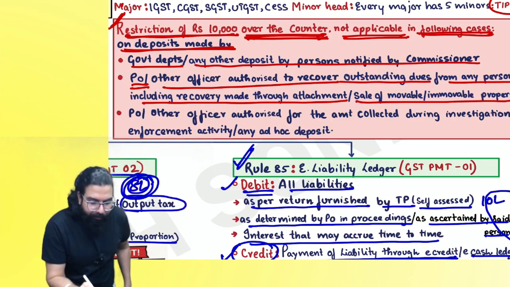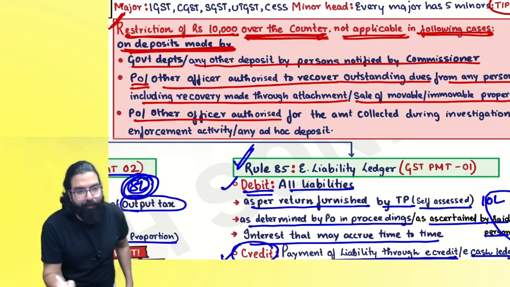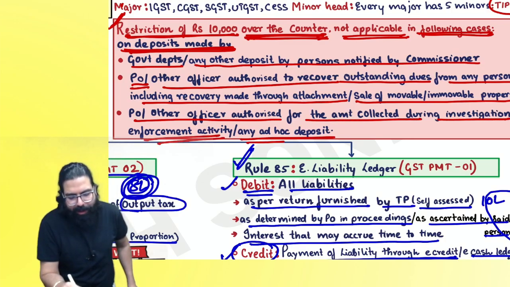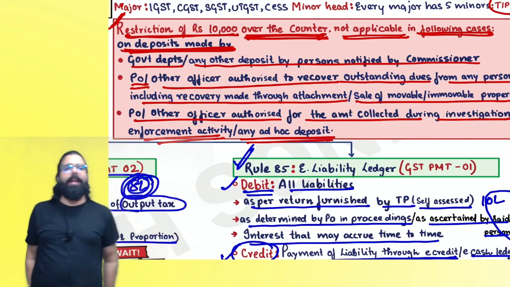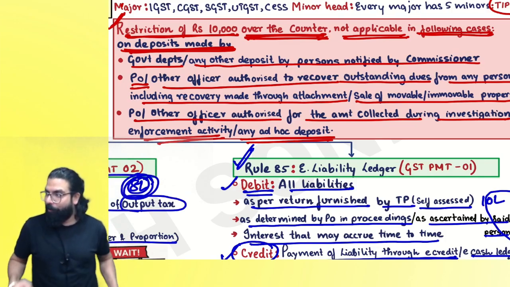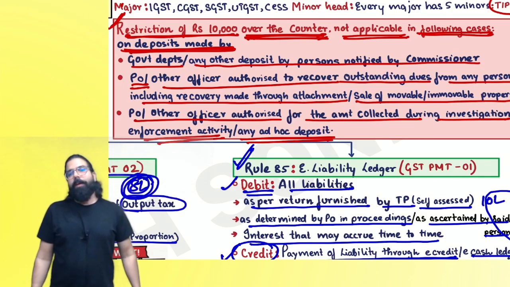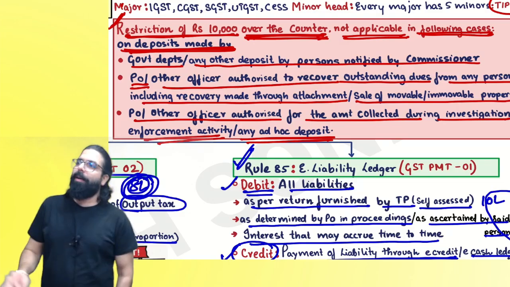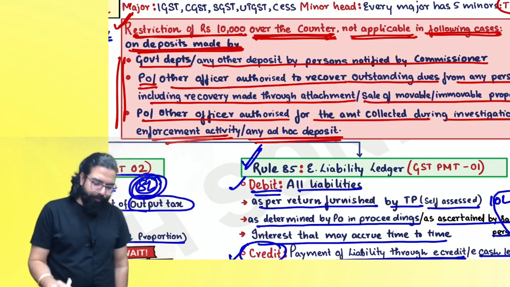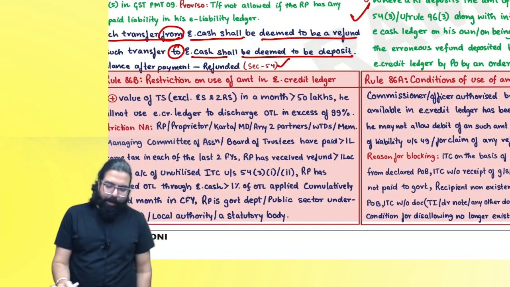Now, if deposits are made by a proper officer or other officer authorized for collection of amount during investigation, enforcement activity, or any ad hoc deposit. Suppose an officer came to your premises for an investigation and found 1 crore rupees cash. Will he take it and go home? No, they can deposit it in the e-cash ledger, more than 10,000 also. A 3-mark, 11 small question can be asked. Please be careful.